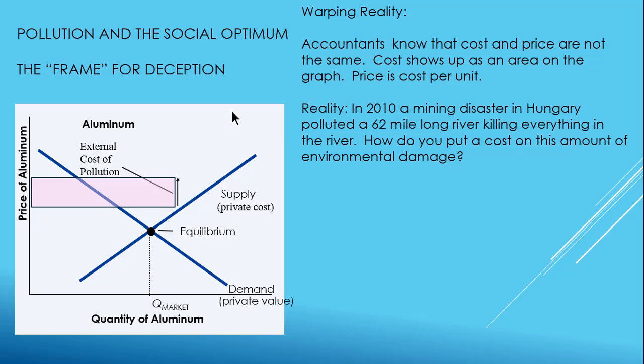So let's look at it in reality. In 2010, there was a mining disaster in Hungary. It polluted a 62-mile-long river, killing everything in the river. And the question is, what dollar value are you going to assume fills this little pink box, which is the cost for the pollution? And the answer is, it's not possible.